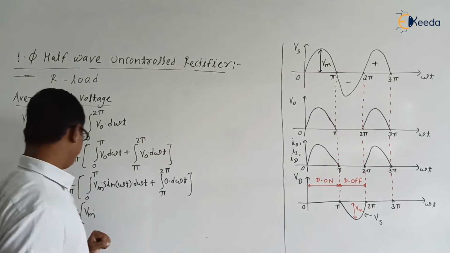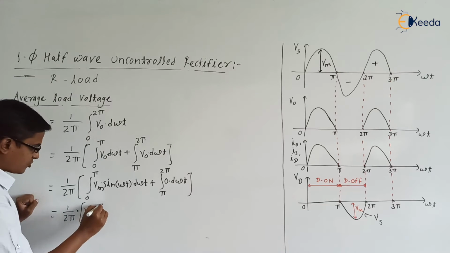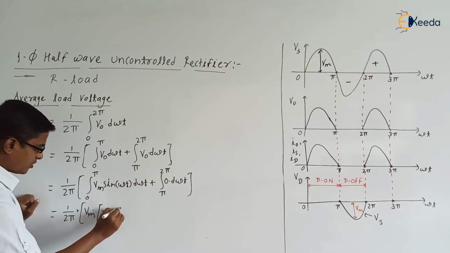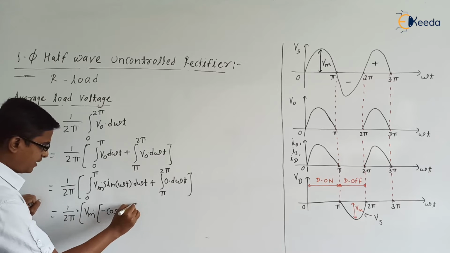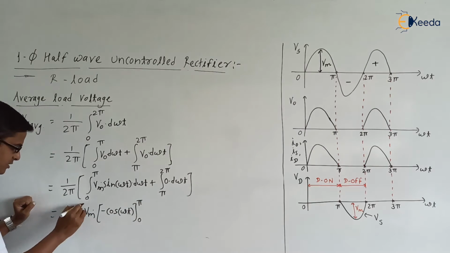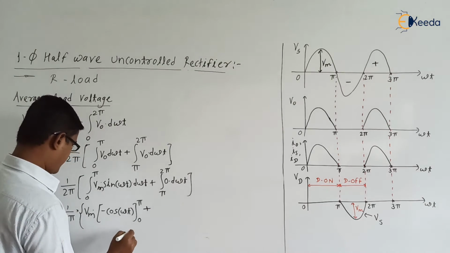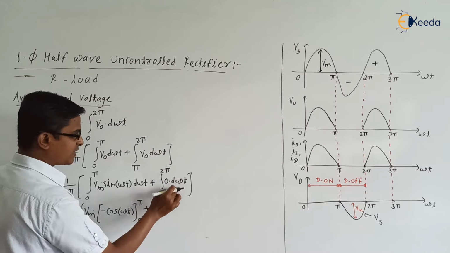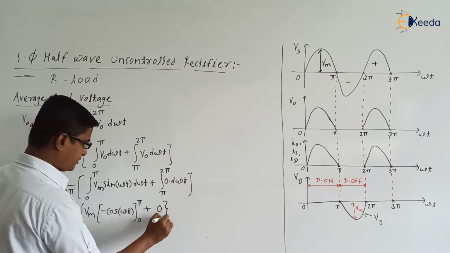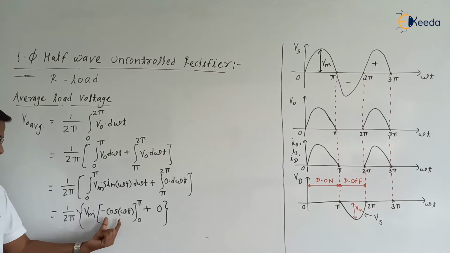So next, the integration of sine of omega t is minus cos of omega t, with limits 0 to pi. Plus, what is the integration of 0? It is 0, so directly it is 0 only. Next, can we put the limits?